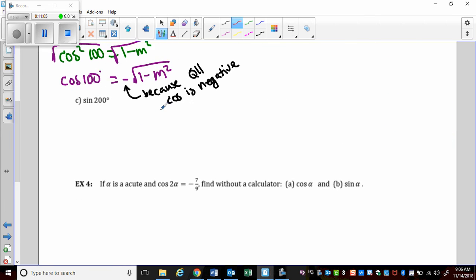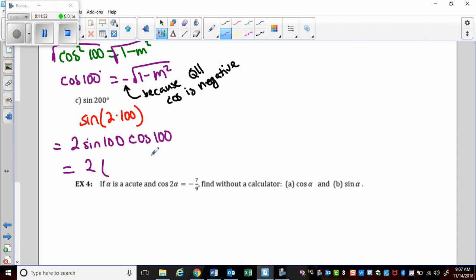Sine at 200, this is going to be our double angle formula. So we have sine at 200 is sine of 2 times 100, which is 2 sine 100 cosine 100. And you guys know what sine 100 is, cosine 100 is. Just go ahead and plug it in. And we'll find 2 times something times something.